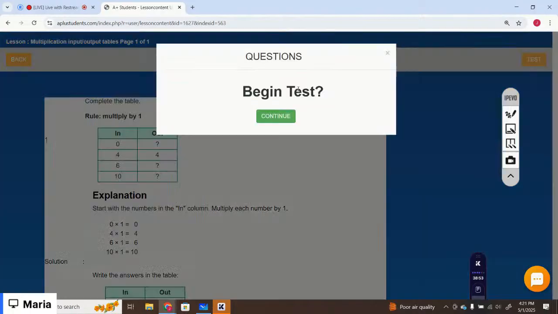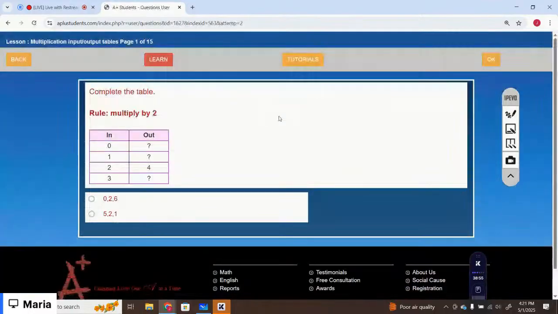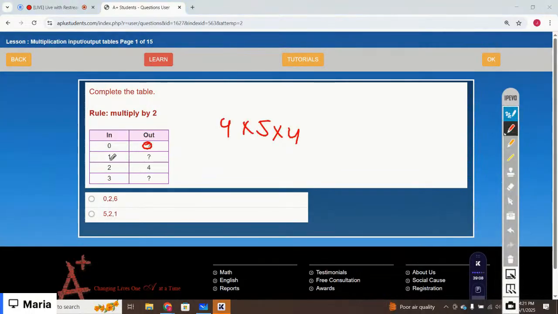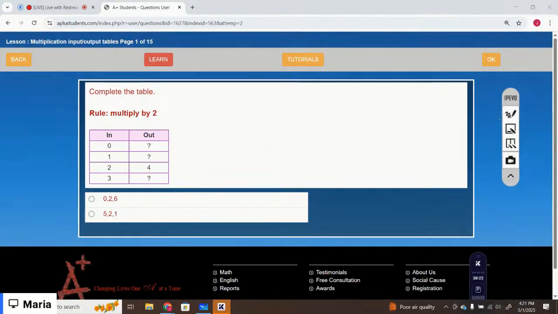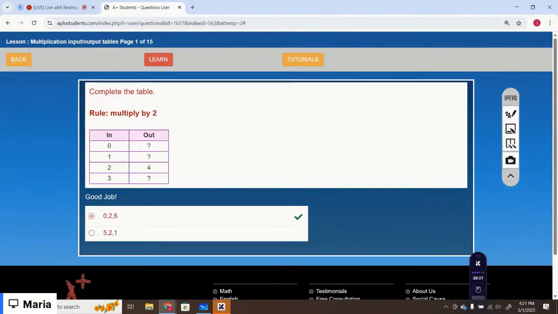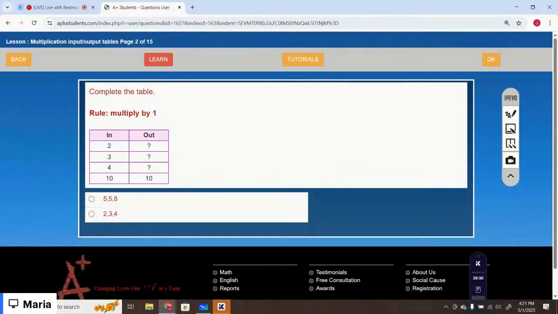Okay, I'm going to start with the test questions so that we can do more questions, right? Complete the table. Multiply by 2. You have to multiply the input row by 2 and write down the answer. 0 times 2 is 0. 1 times 2 is 2. 2 times 2 is 4 and 3 times 2 is 6. So the missing values are 0, 2 and 6. That is 0, 2 and 6. Option number 1 is the correct option.